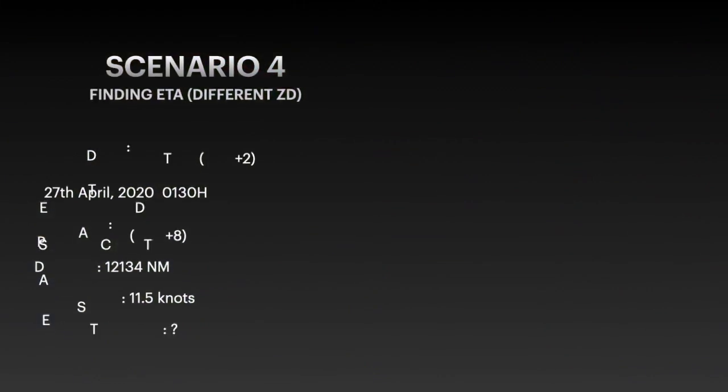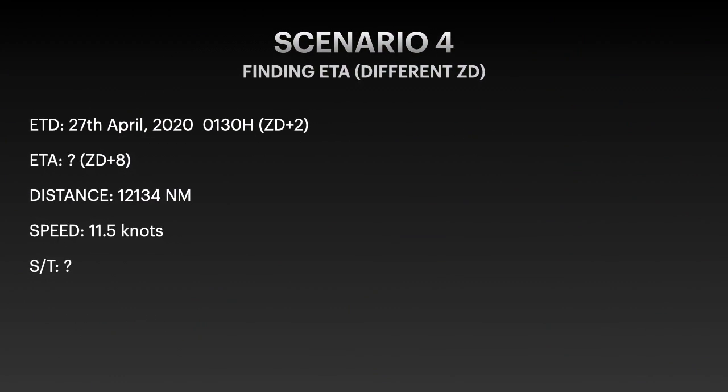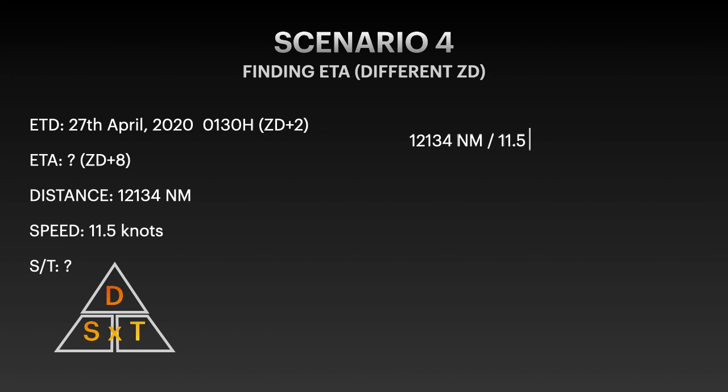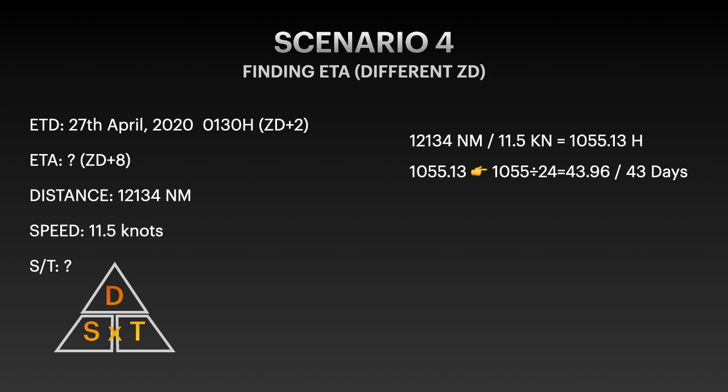So again, para makompute natin yung steaming time natin, gagamitin natin yung DST pyramid. Ang hinahanap natin is yung time. So 12,134 nautical miles divided by 11.5 knots. Ang sagot natin doon is 1,055.13 hours. So para makuha natin yung exact day natin, 1,055.13, tanggalin natin yung decimal point, 1,055 divided by 24 is equal to 43.96 days.